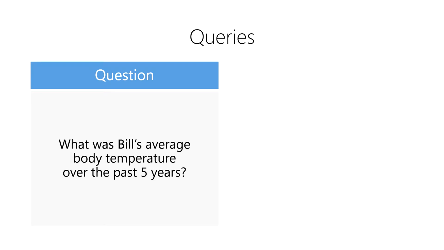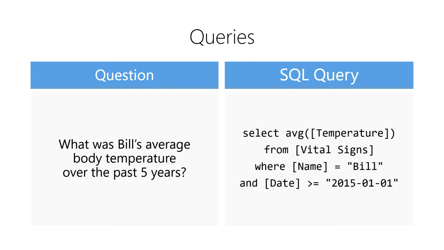For example, let's say we want to answer the question, what was Bill's average body temperature over the past 5 years? We could write this question in the form of a SQL query. The SQL query allows us to express that we want to select the average temperature from the vital signs table where the patient's name was Bill and the date is greater than or equal to January 1st, 2015, which we're assuming was 5 years ago. I've intentionally kept this query simple for those of you who've never seen a SQL query before. However, if you've had some experience with SQL, you can likely see several ways we could improve this query.